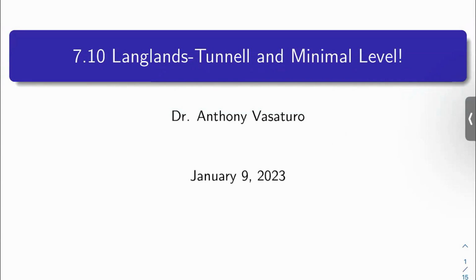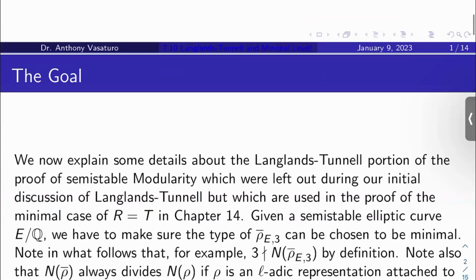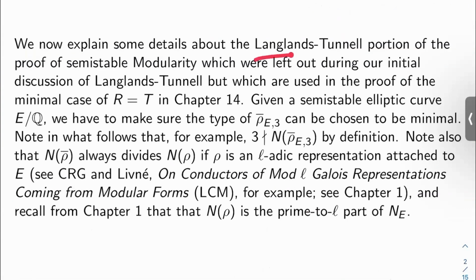Today we're going to look at Langlands' tunnel and the minimal level. So we're going to explain some details about the Langlands' tunnel portion of the proof of semi-stable modularity, which were left out during chapter 6, but which will be used in the proof of the minimal case of R equals T in chapter 14. We're going to have to prove a minimality result about the level, basically.